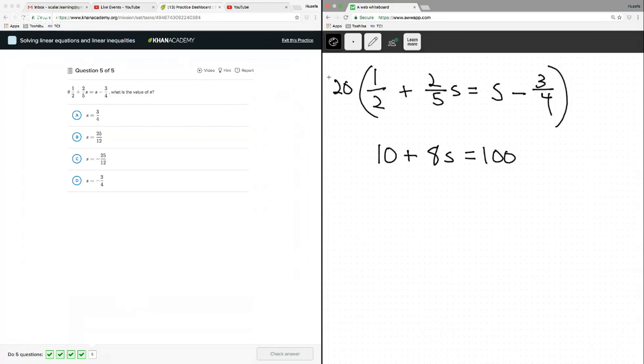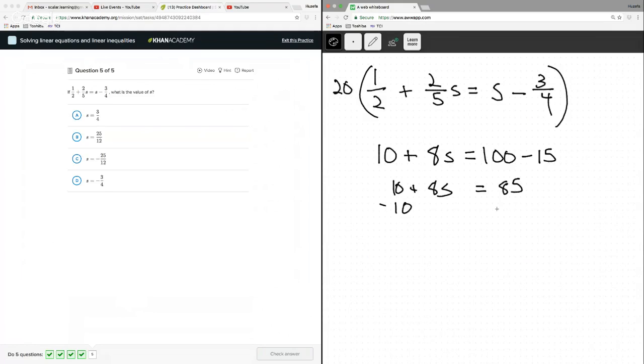And 3/4 of 20 is actually 15. The way you can think about it is you'd end up having 20 over 4 times 3. Then you do 20 divided by 4, 5 times 3 is a negative 15. All right. Now look how much easier and nicer this equation is. Combine like terms, 100 minus 15, that's 85, equals 10 plus 8s.